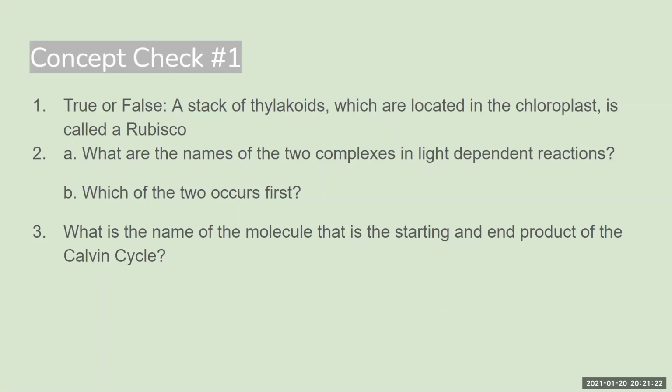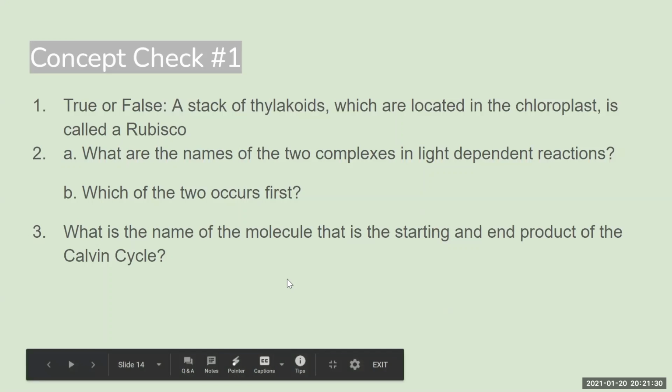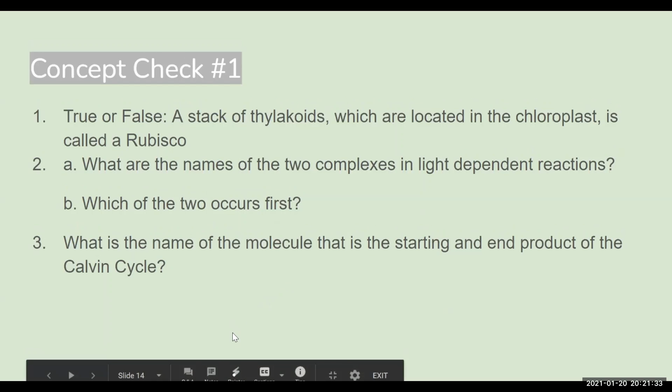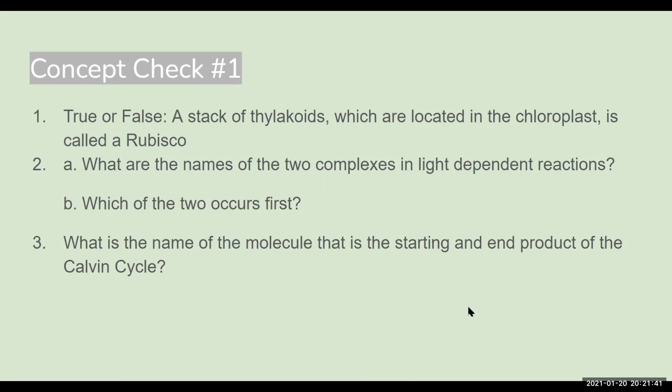All right. Now here are just a few concept check questions that we're going to ask you to do on your own time. The first question is going to ask true or false: a stack of thylakoids, which are located in the chloroplast, is called a Rubisco. Second question, part A, is what are the names of the 2 complexes in light-dependent reactions? Part B is which of the 2 occurs first? And the last question is what is the name of the molecule that is the starting and end product of the Calvin cycle?